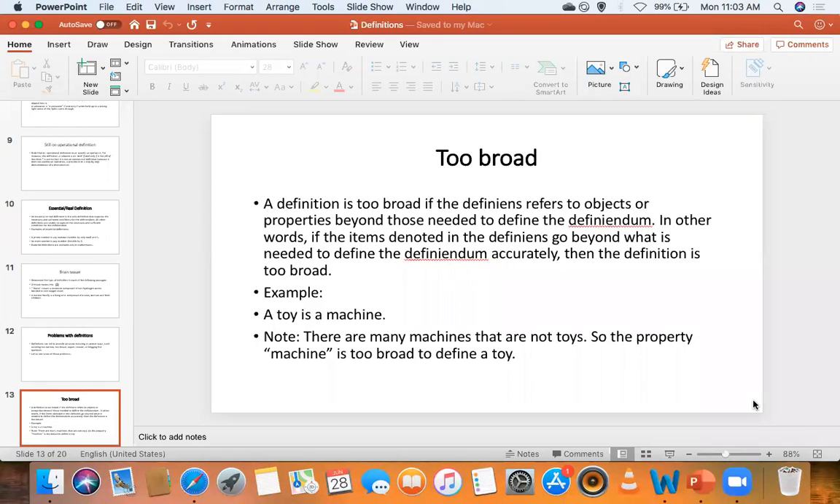So, too broad. A definition can be too broad if the definition refers to objects or properties beyond those needed to define a definiendum. So if the definition refers to things that are beyond what you need, then the definition is too broad. In other words, if the items denoted in the definition go beyond what is needed to define a definiendum accurately, then the definition is too broad.